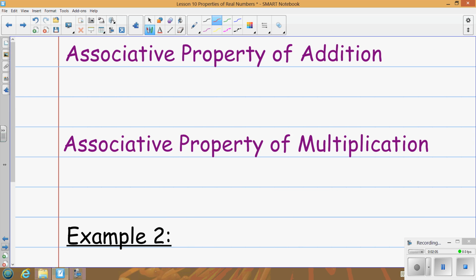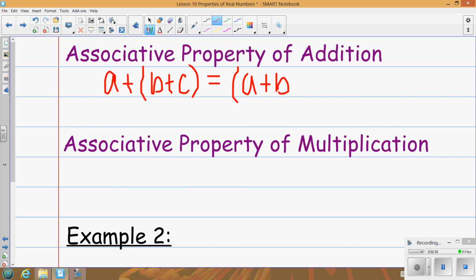The next property is called the associative property. Associative property can be, again, of addition or multiplication. And what associative property means is that the way that you group your operation is going to be different. So A plus B plus C, here we know by order of operations we would do B plus C first, but that's the same thing as if I were to add A and B first and then add C to it. So associative property means you stay the same order, but your grouping changes.